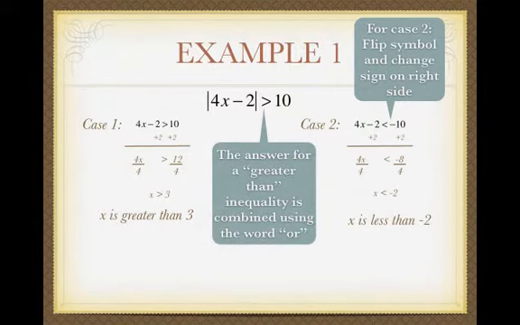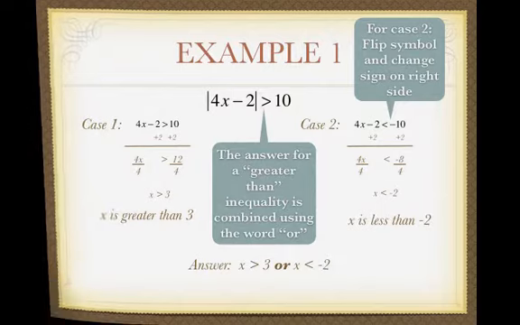Okay, so the answer for a greater than inequality is combined using the word or. We don't want to just write them separately that way. We know x is going to be greater than 3, but x could also be less than negative 2. So this is how we write our answer. And the order that you write this doesn't matter. You could put x is less than negative 2 first, and then x is greater than 3. Just make sure they are separated by the word or.